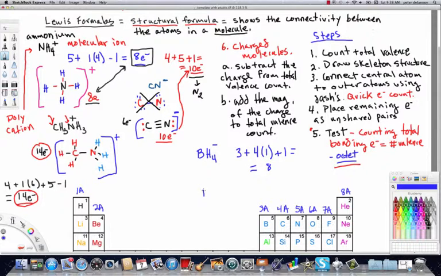Now I draw my skeleton structure. We're just going to go ahead and put the hydrogens all the way around. Following the steps, I go ahead and connect. I do my quick electron count, 2, 4, 6, 8. Magic number is hit. So we've used the correct number. The last thing we need to do is just make sure that we met the octet rule. So we have 2, 4, 6, 8 electrons around the boron. So this passes both of the tests.